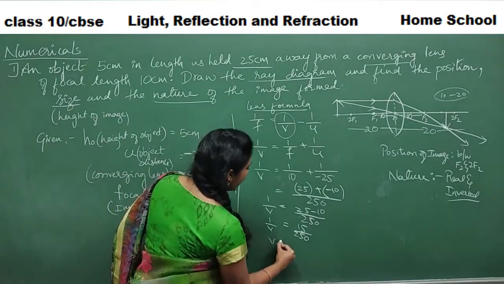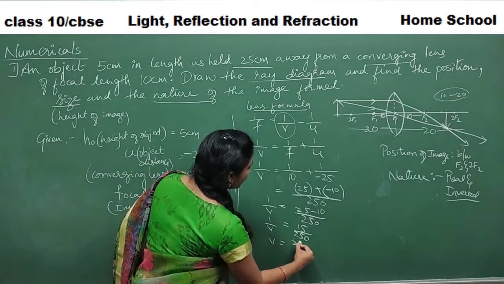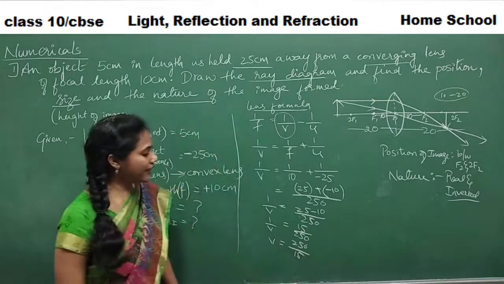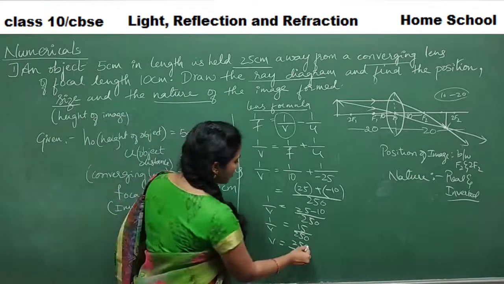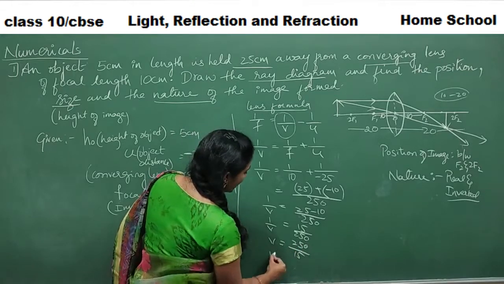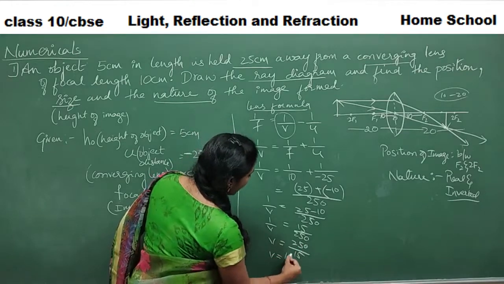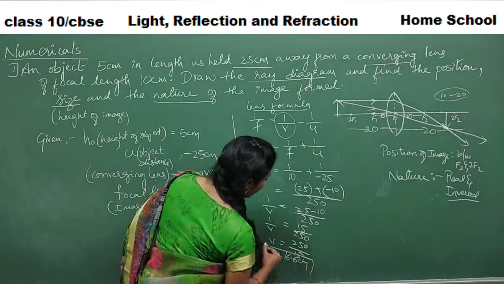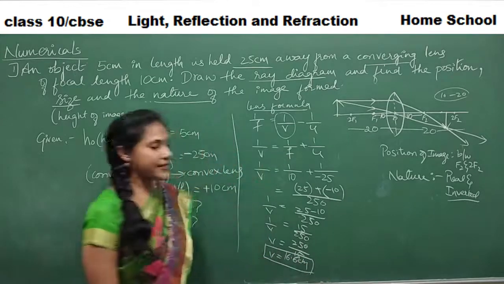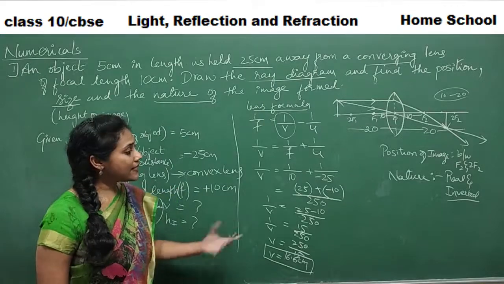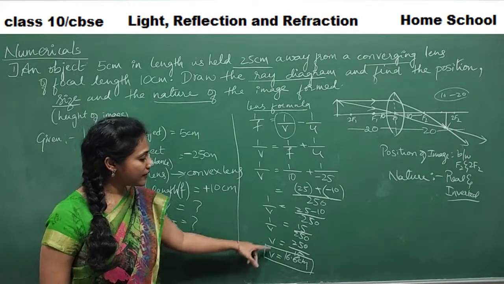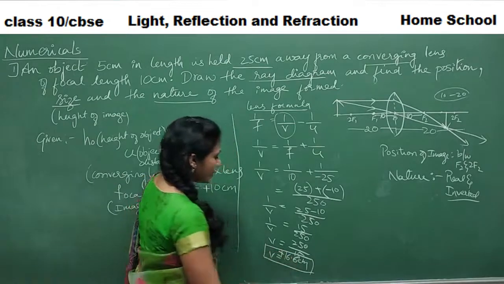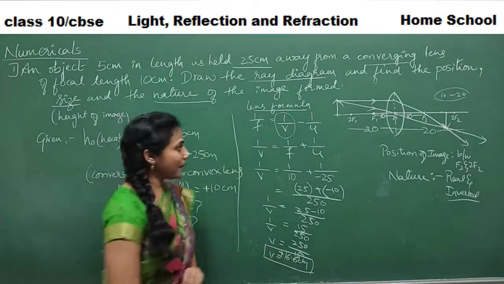So V is equal to 250 divided by 15, right? So how much do you get here? You will approximately get your V value as 16.6 centimeter. Plus sign or minus sign? See, the V value has a plus sign. Okay. So V value is plus.